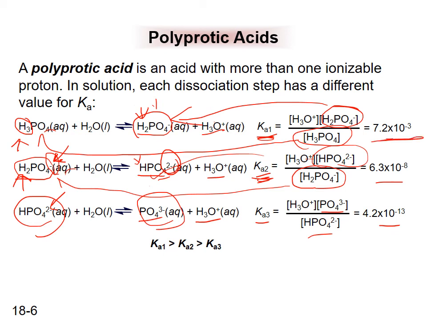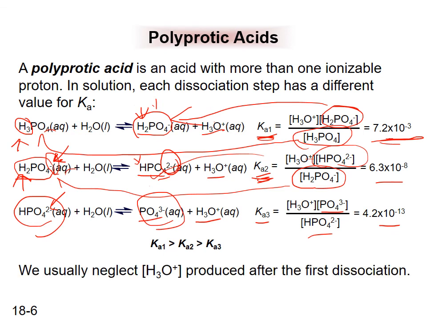Ka1 is much greater than Ka2 and Ka3, and because of that, when we calculate the hydronium ion concentration generated from this acid, we only consider the first one because it has a much larger Ka1, and the second and third ones can be omitted.